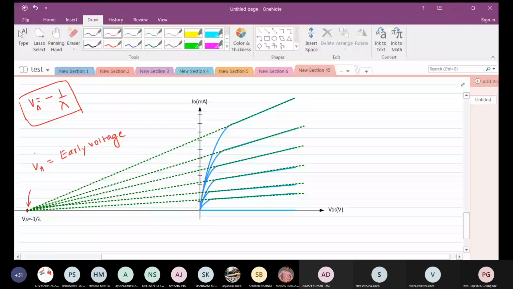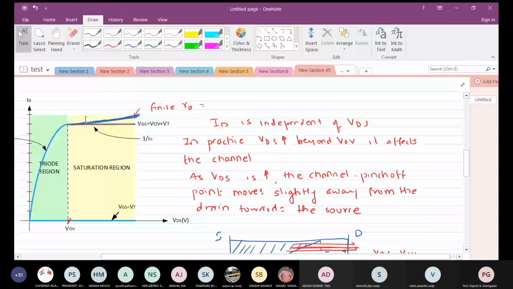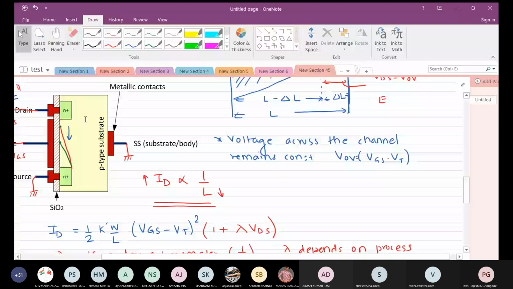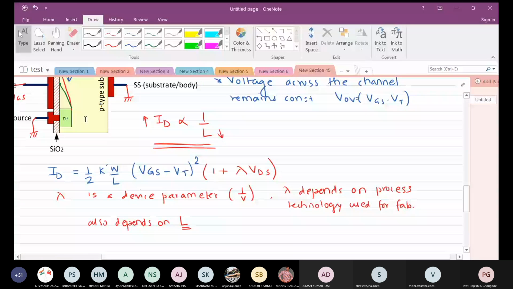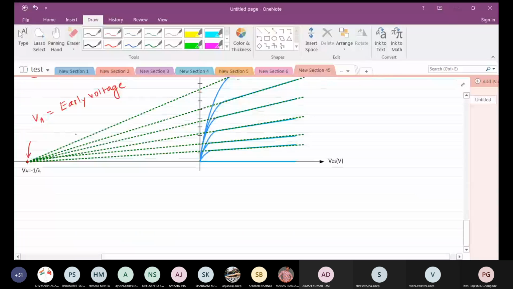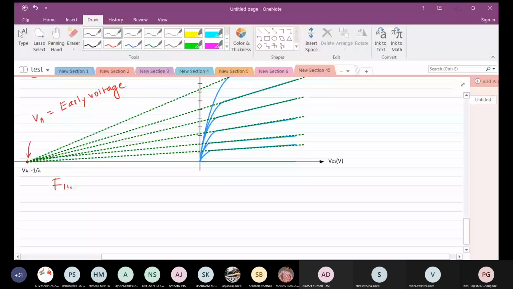So what we have is channel length modulation, which is because of the pinch off point being shifted, as you already know. Because of that, ID is affected, and so ultimately we have a finite output resistance. With these things, we are moving closer and closer to the actual device.